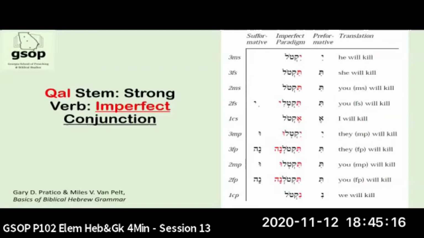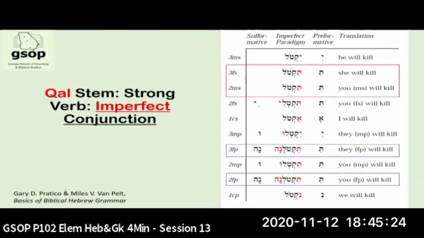The suffix is a different pattern from our perfect conjugation. You can see that there. I won't go through all this to bore everybody, but you can see the changes in the pattern. And you can notice that the third feminine singular and the second masculine singular have the exact same pattern. The only way you know the difference is by context in the text. And the same with the third feminine plural and the second feminine plural. They look exactly the same. And the only way you know the difference is going to be the context.